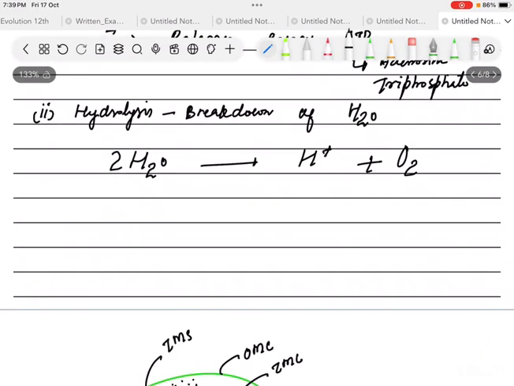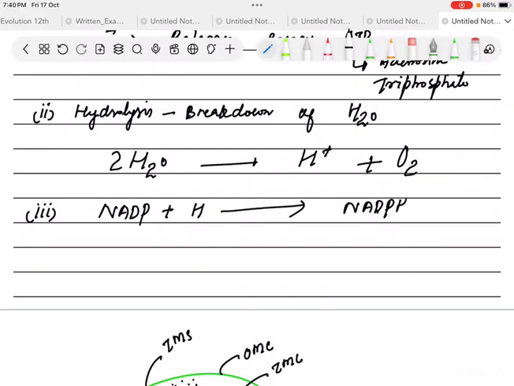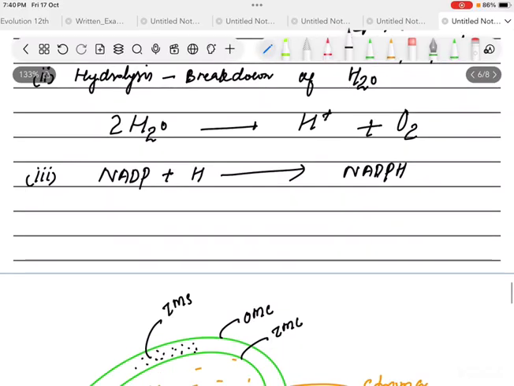Fine. And this oxygen is released during what? This oxygen is released during the light reaction or light phase of photosynthesis. Fine. And the third step in the light reaction is the production of some reducing power like NADP. This NADP is reduced. When we add hydrogen to something, it gets reduced, and we get NADPH. What is this NADPH?